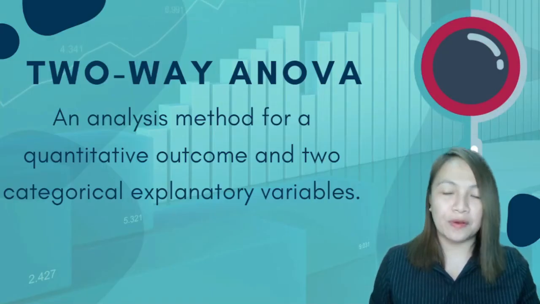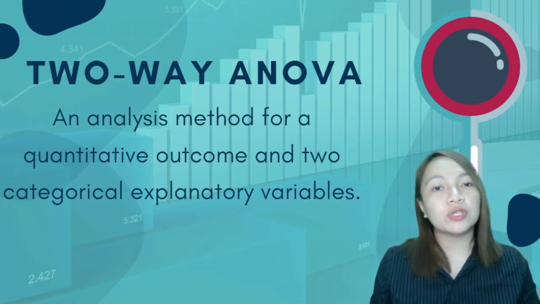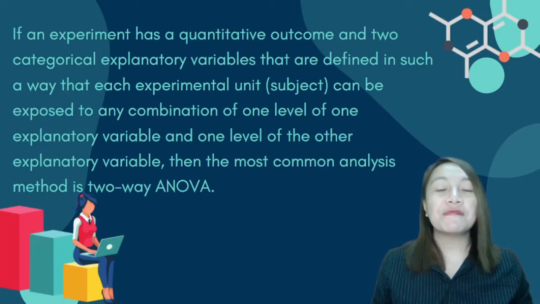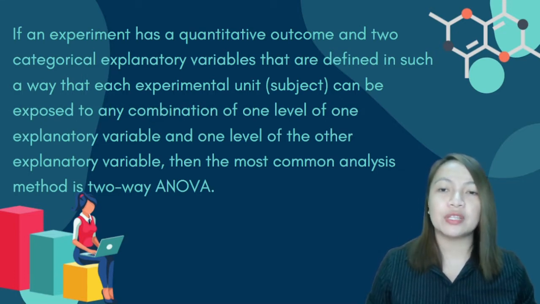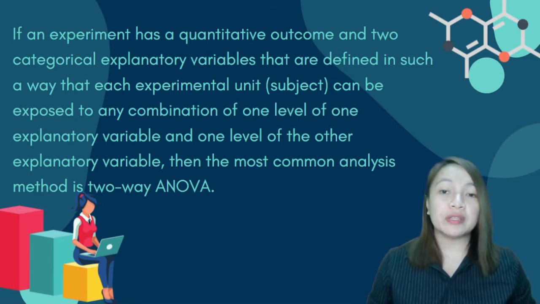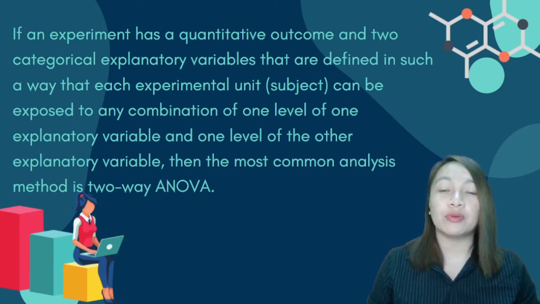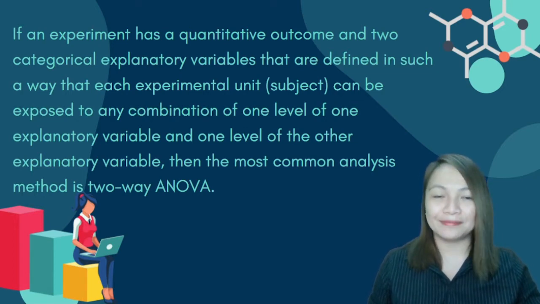What is two-way ANOVA? Two-way ANOVA is an analysis method for a quantitative outcome and two categorical explanatory variables. If an experiment has a quantitative outcome and two categorical explanatory variables that are defined in such a way that each experimental unit or the subject can be exposed to any combination of one level of one explanatory variable and one level of another explanatory variable, then the most common analysis method is the two-way ANOVA.